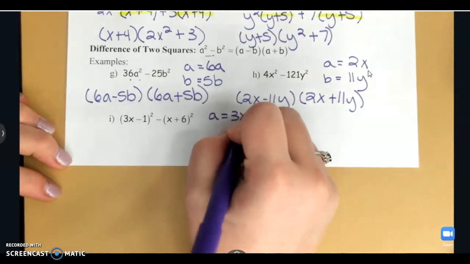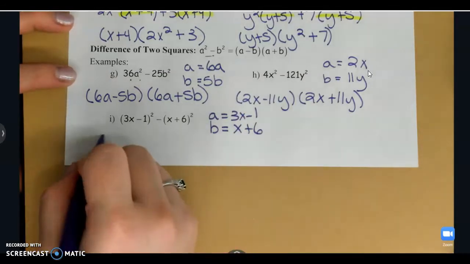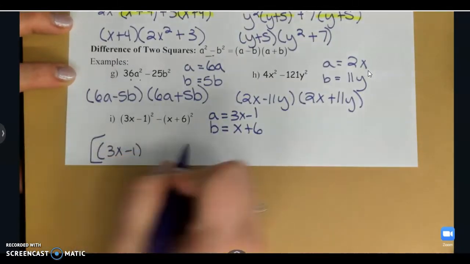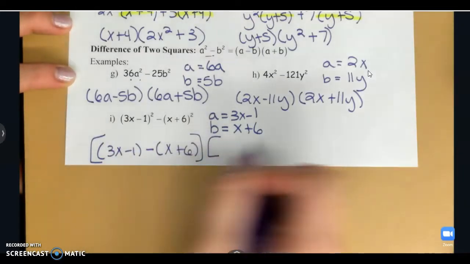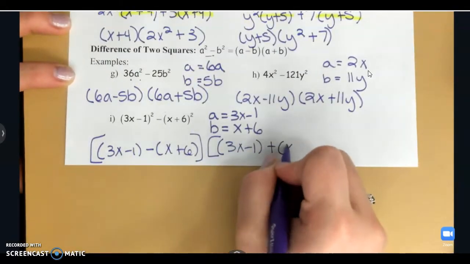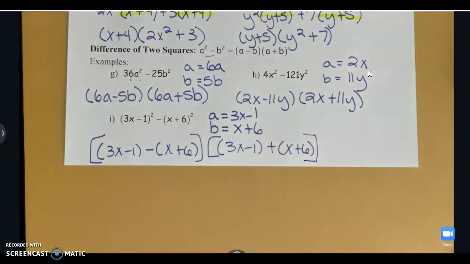My a is simply 3x minus 1, and my b is x plus 6. So my factorization is still a minus b times a plus b. There's just some more terms in our factoring here. So that was difference of squares.